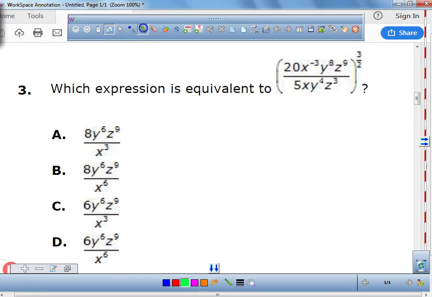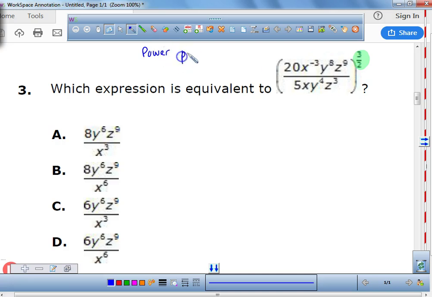Now, the very first thing that we have to do when simplifying this expression, we have to look at this power right here. This power is 3 over 2. And we have to apply this power using what's called the power property to all of the powers. Now, does anybody know what power this 20 is being raised to? 1. You're right, power of 1. Just like 5 is being raised to the power of 1, even though you can't see it, x is being raised to the power of 1.